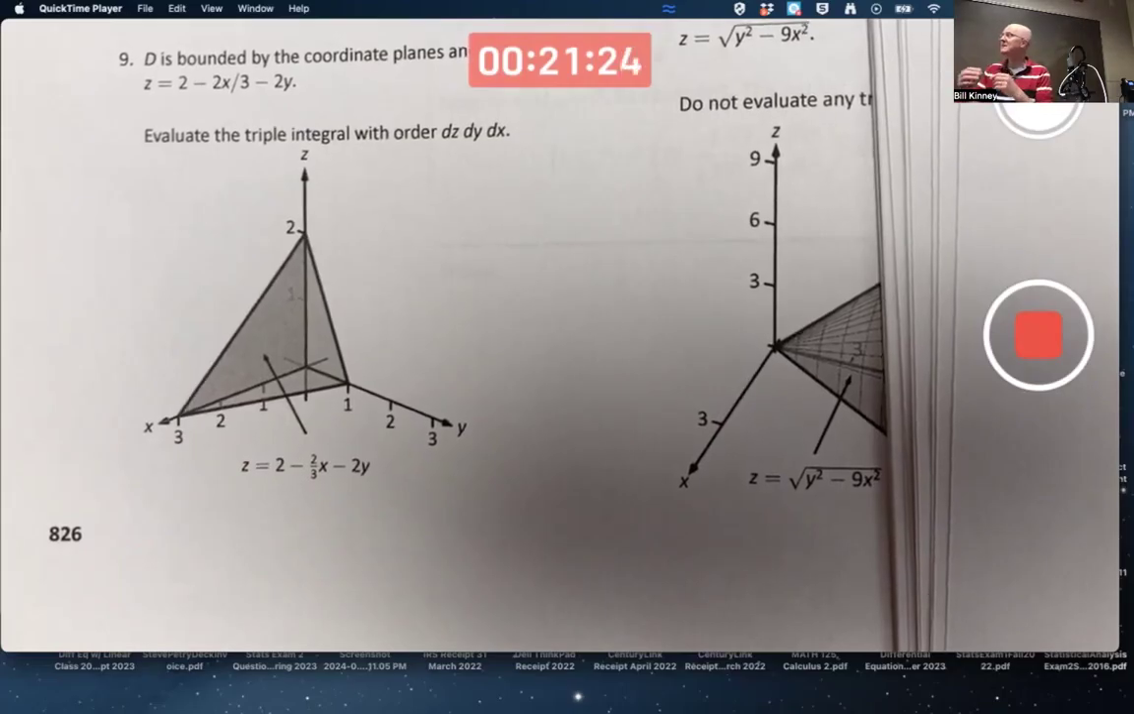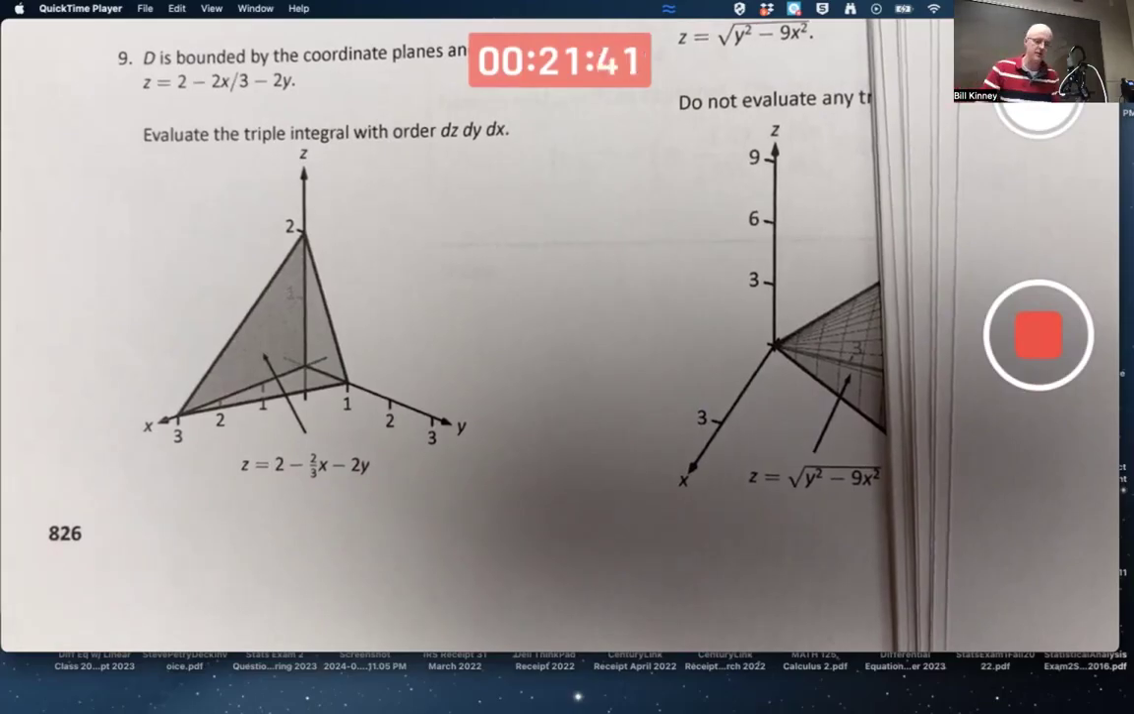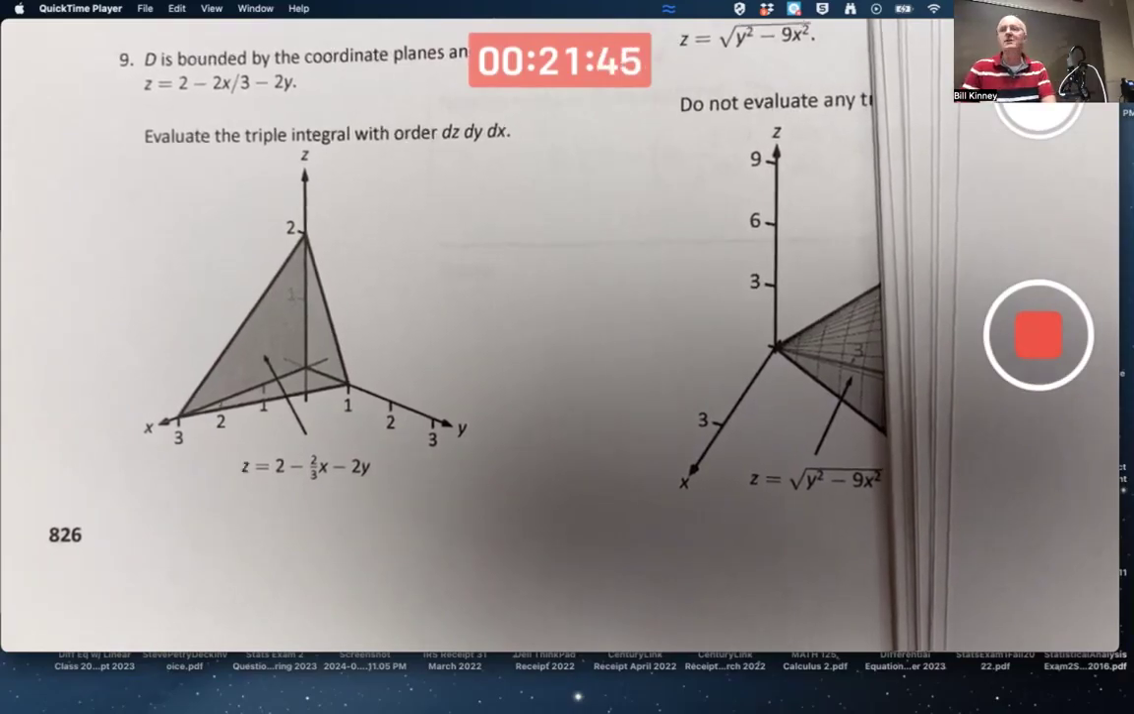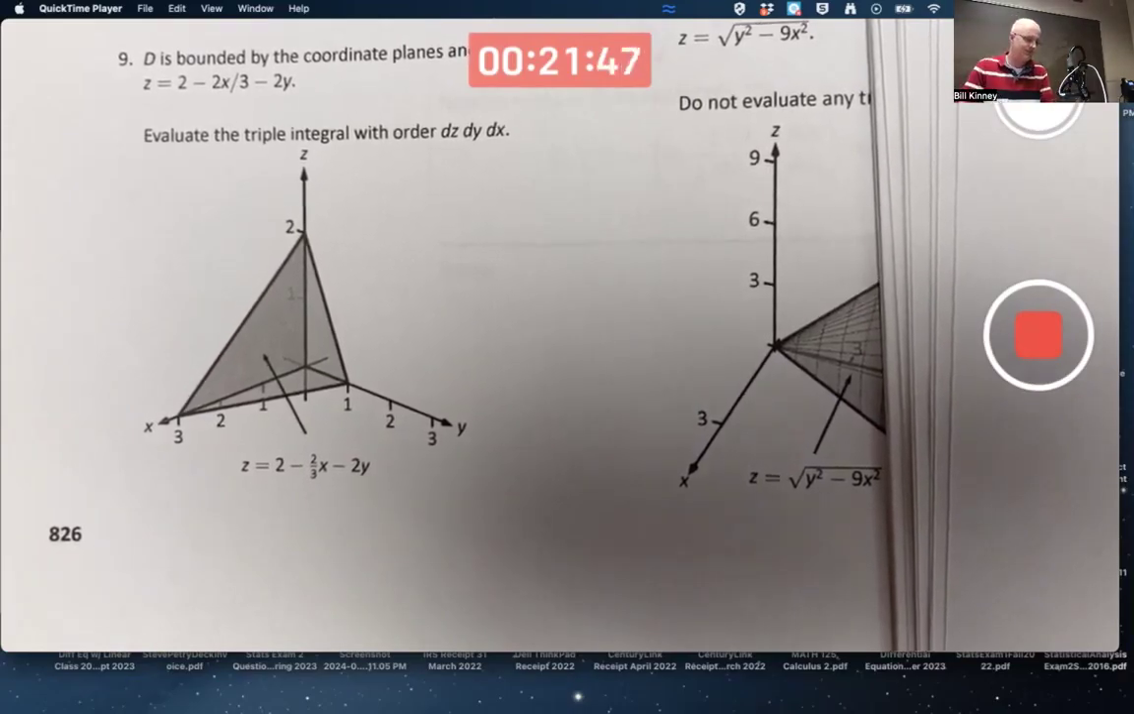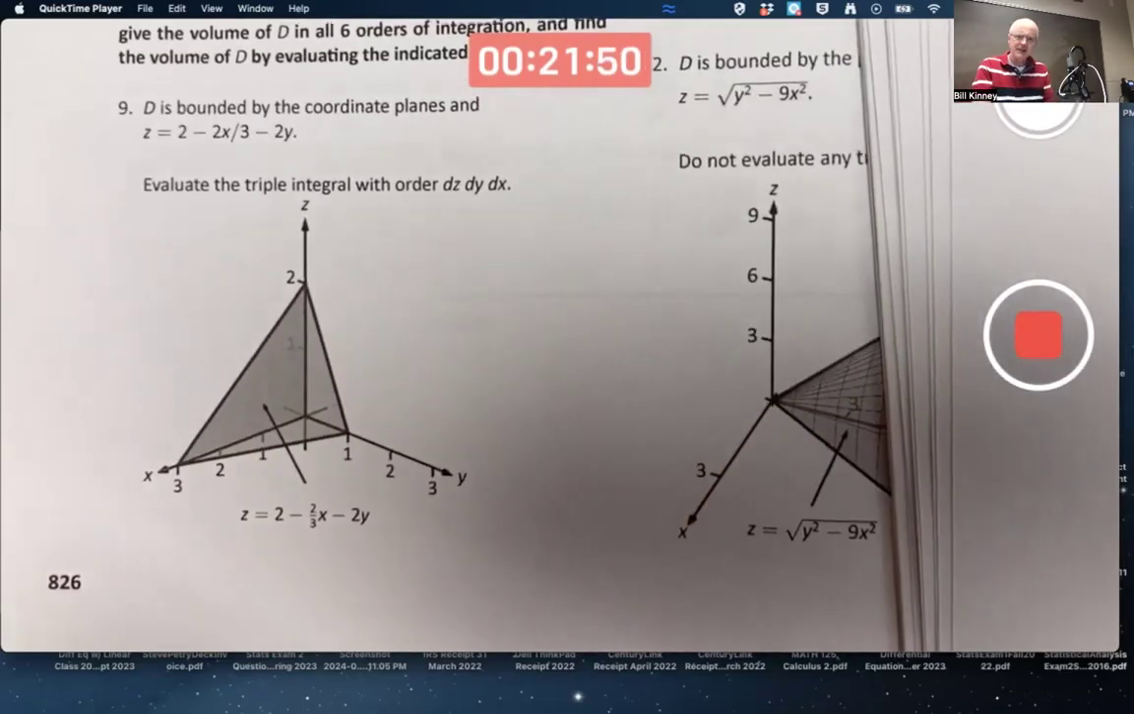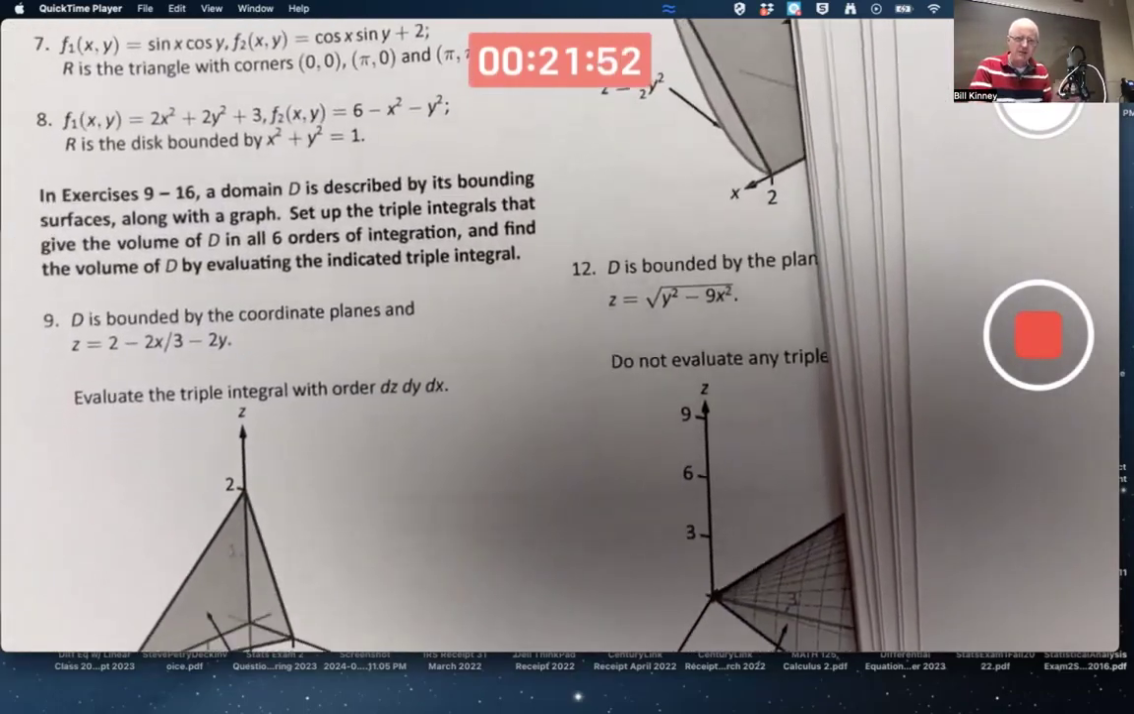You can find moments, not with respect to axes, but with respect to planes, like the xy plane, or the xz plane, or the yz plane, by doing appropriate integrals, and those can help you figure out the center of mass. And the formulas are in this section, section 13.6. But actually setting up these integrals correctly is very tricky. Let's look at number 9 here, just work through some problems.